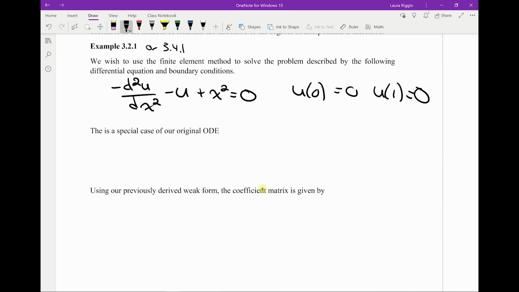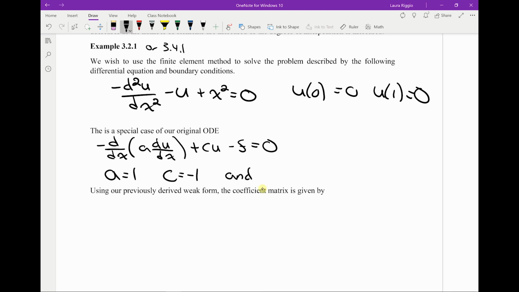So the first thing we're going to do is compare our given ODE to the ODE that we did all of this math for, so we don't have to redo everything that we just derived. By comparing these two equations, you get that A is equal to 1, C is equal to minus 1, and F is equal to minus x squared.